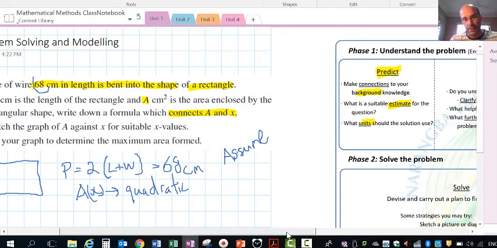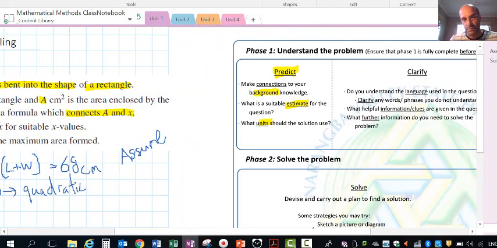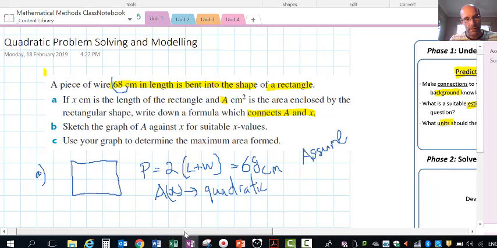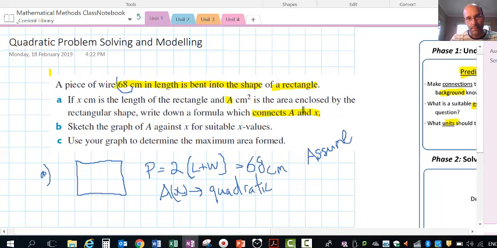Alright, so the second phase is to clarify. So do we understand all the language used? Clarify any words or phrases. Let's have a look. Maybe connects. What does that mean? Well, that's probably going to be a function, isn't it? So connects means it's a function or an equation, and that's what we said down there.